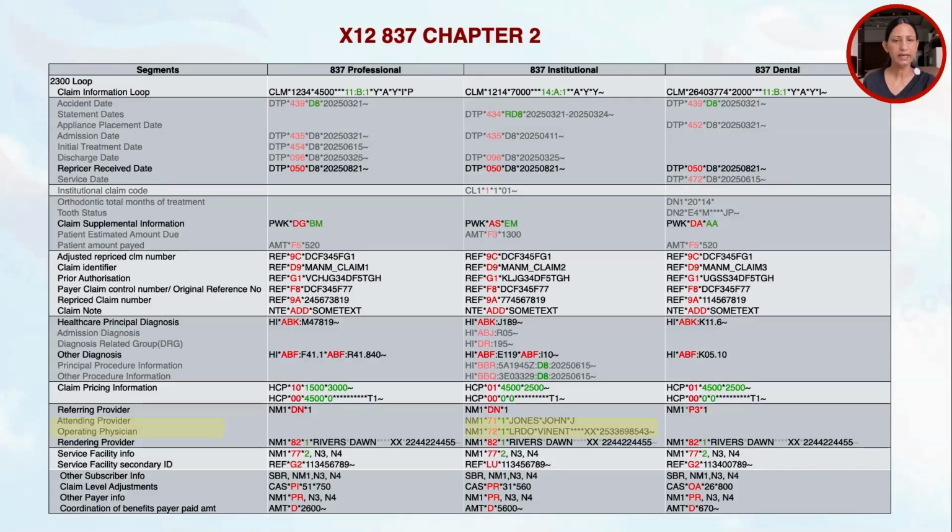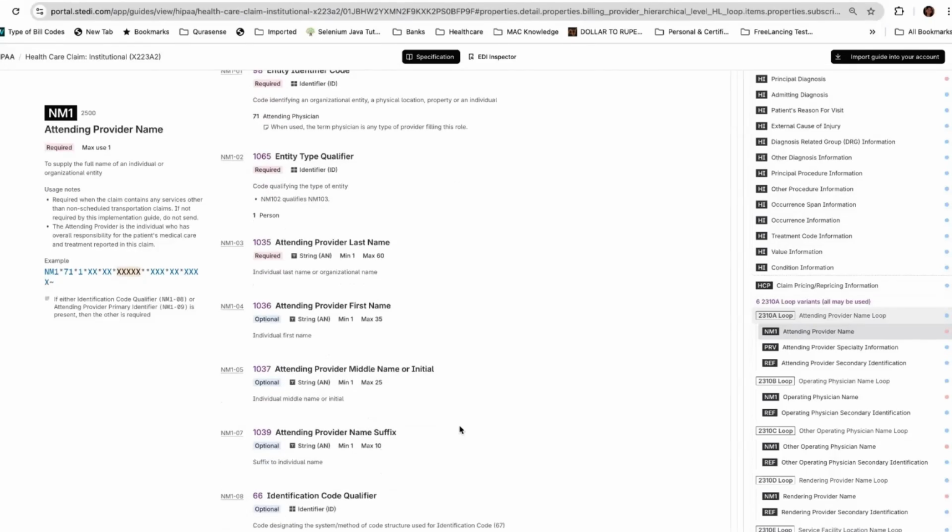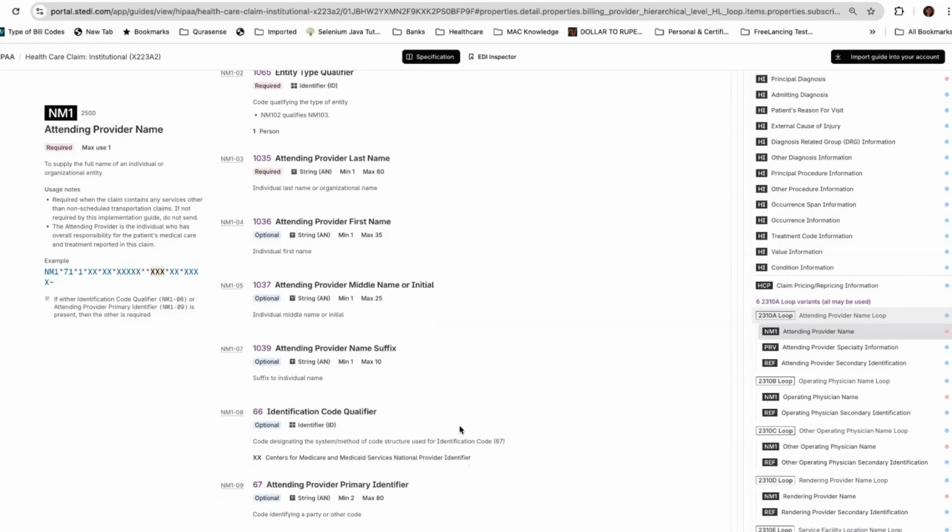Then the attending and the operating provider details. Here you see they are part of UB claims, which are also called 837 institutional claim files. The identifier code 71 is used for attending physician. It's in NM101. And NM102, again, here it will be 1 only because it's a person. NM103 till NM107, we have the name information. Then NM108, XX again.